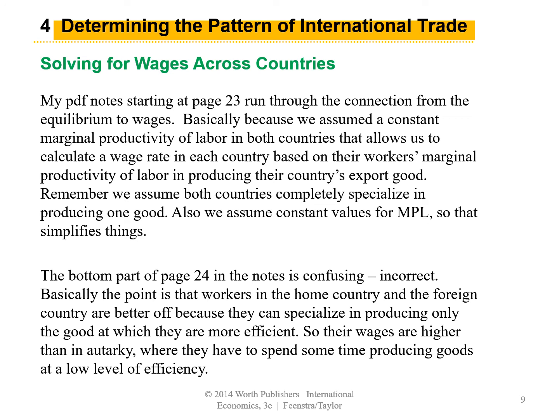Now, the bottom part of page 24 in the notes is confusing, but it's trying to make the point that workers in the home country and foreign country are better off because they're specializing in producing only the good at which they are more efficient. That manifests in terms of higher real wages. And all of this works because we assume theoretically a constant marginal productivity of labor. So that's the end of our Ricardian model study.